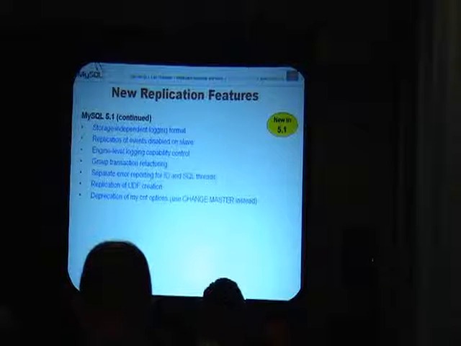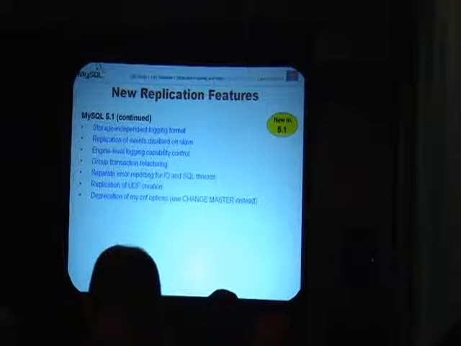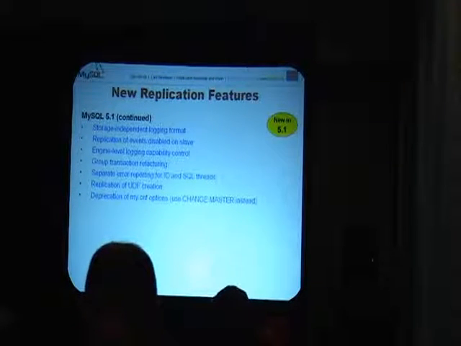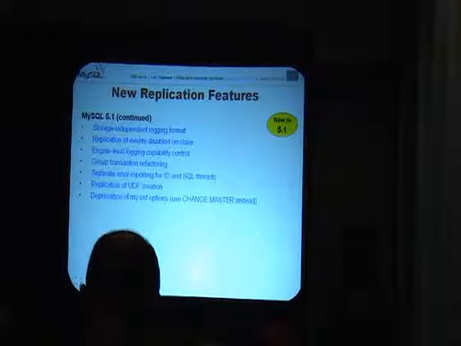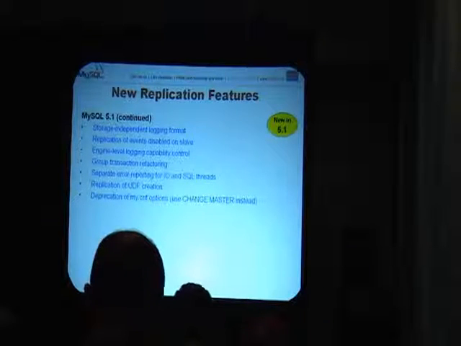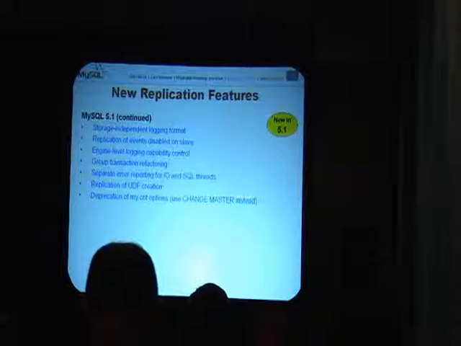We have refactored code for group transactions. This is mainly an internal thing, but it would make it easier to move into the vision something before. This refactoring is mostly code changes, so it would be easy to do this kind of thing. We'll separate error reporting for the IO and SQL threads. The threads are two different objects, so they can have different error conditions, and this is now reported separately.